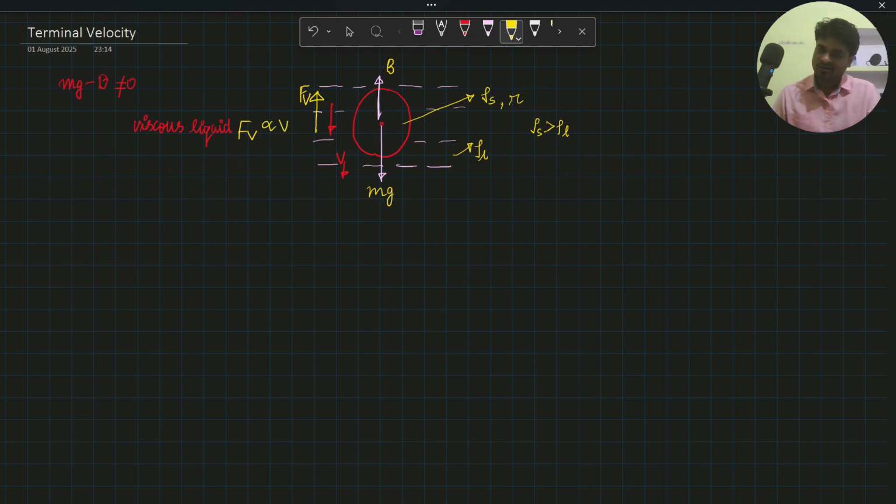And initially, since this velocity is small, this viscous force will also be small. So when this viscous force is small, it will not be equal to this unbalanced force mg minus b, and because of this velocity will keep on increasing, but as this velocity is increasing, so does this viscous force.